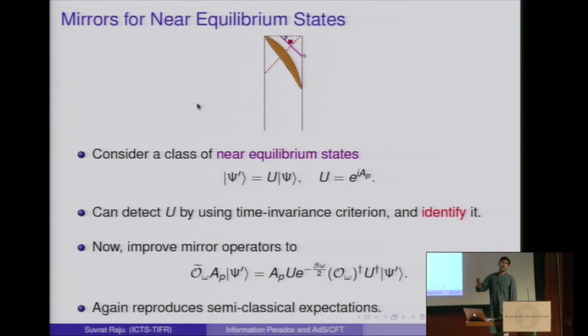However, using the criteria I mentioned in the previous slide, this time independence criteria, you can actually not only detect that you have excited the state, you can actually even detect what was the U you used to excite the state, at least as long as the unitary operators are of this particular form, which we call near equilibrium states. And I can use this and I can improve my definition of my mirror operators so that I once again reproduce semi-classical expectations, which are that this time for this non-equilibrium state I will see particles at the horizon.